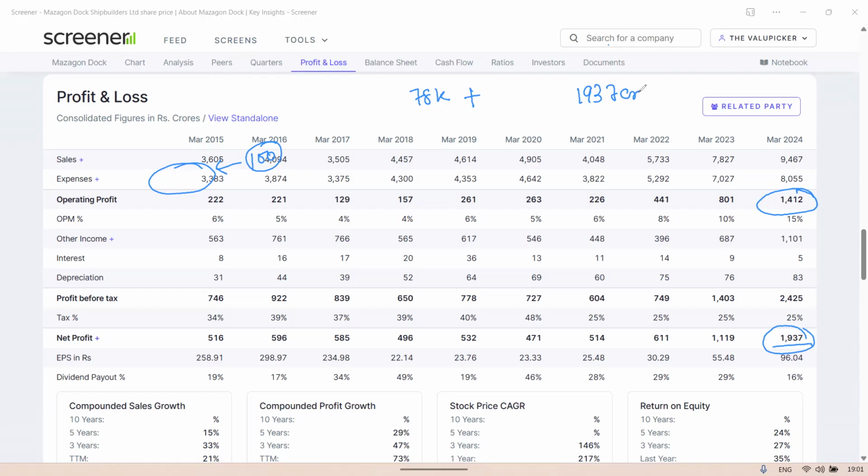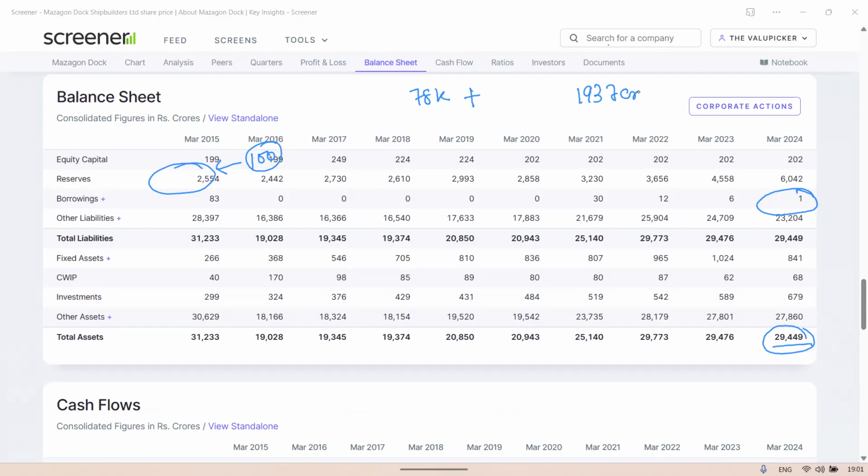Now, if you come to the balance sheet, you will be getting 6,200 CR cashback. That is a net worth, reserve, and equity. Fine. They have assets, they have liabilities. So this is the net worth. So a net worth of 6,200 CR.